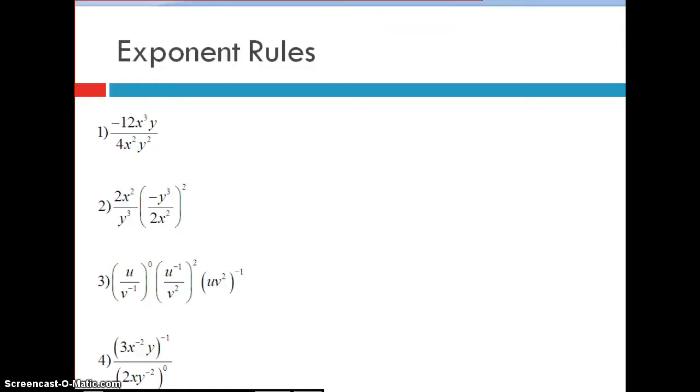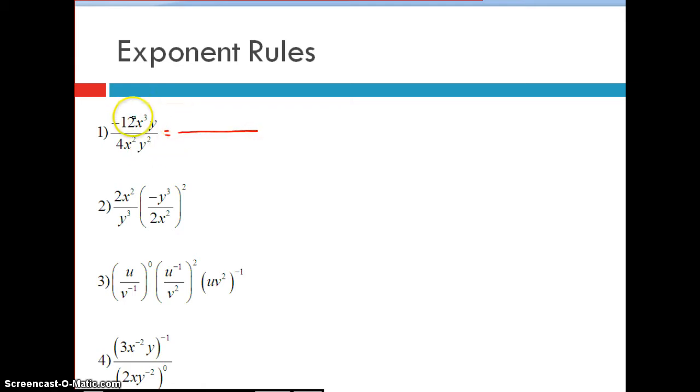Hi, this is just a short video to go over the exponent rules that we've learned this chapter. One of the first exponent rules that we learned about was the quotient rule. So when you have a quotient, or that just means two numbers divided by each other, you have to think about each of the values separately.